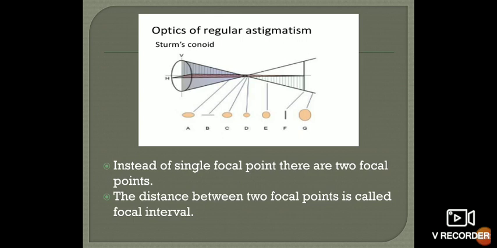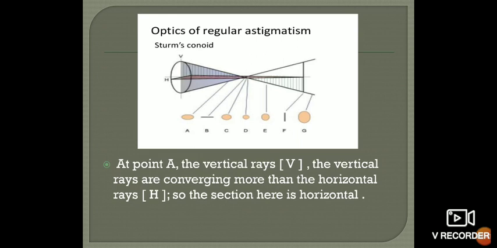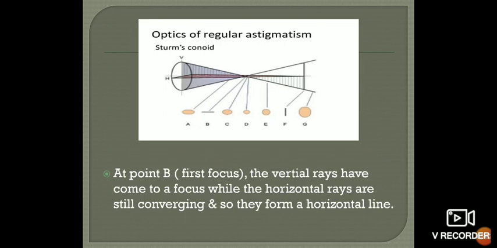If you take a cross section at different levels, you can find different shapes of that cross section. We will see one by one. If we take a cross section at point A, you can see the vertical rays are converging more than the horizontal rays. If you take a cross section at this level, the shape will be horizontally oval.